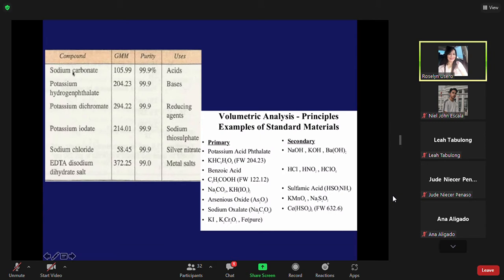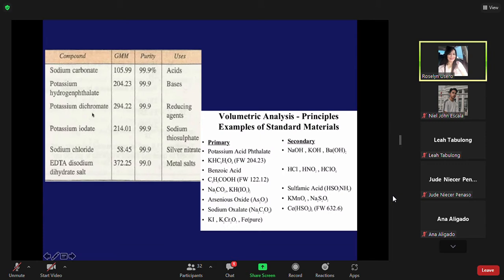In this table, we have again sodium carbonate in acid-base titration, which is used as a primary standard. Purity should be 99.9%, so it should be AR grade. Next, the molar mass is 105.99, so it has a high molecular weight. The same goes for potassium dihydrogen phthalate, which is used for bases.